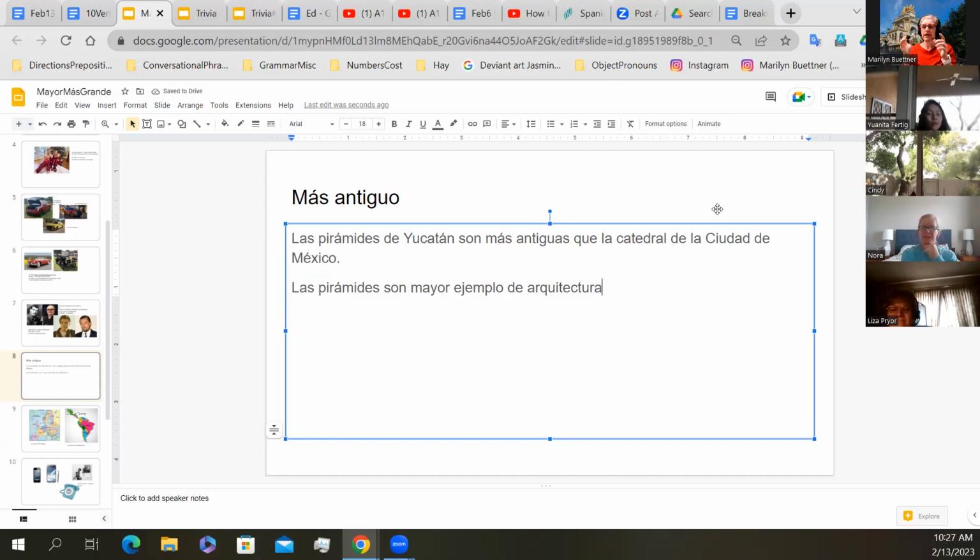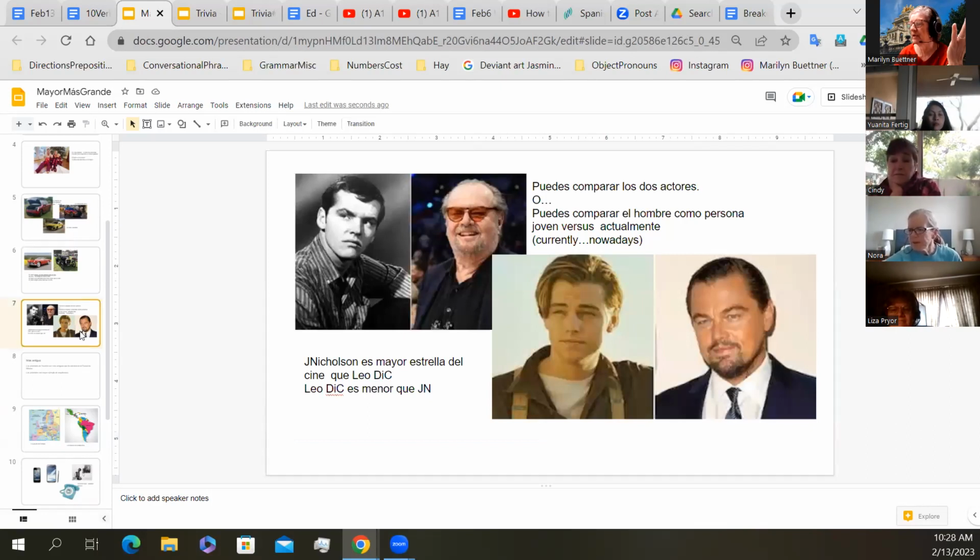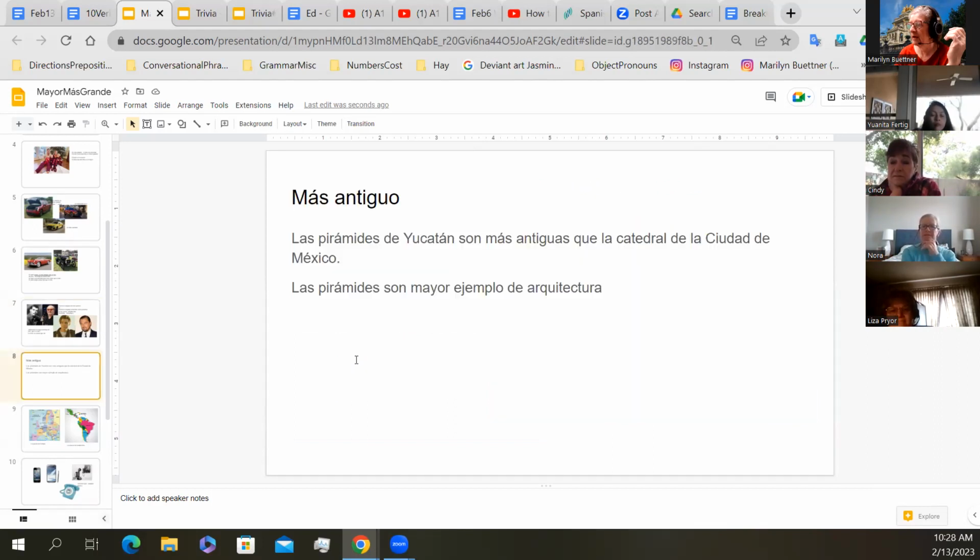See? They're a greater, mayor, in the idea of greater, right? Mayor ejemplo de arquitectura. They're a greater example of architecture, even though they're ancient. Yeah, but we're not really talking about their age. So that's an example of how you might use mayor in a more abstract way, or you may hear people use, especially when people are taking you on tours. Okay. Bien.